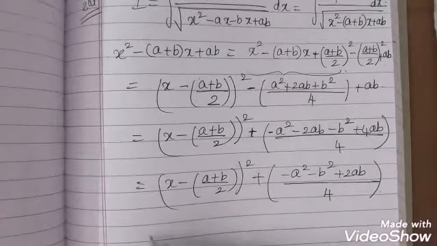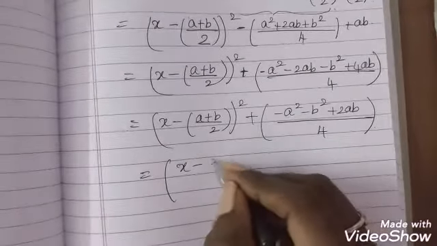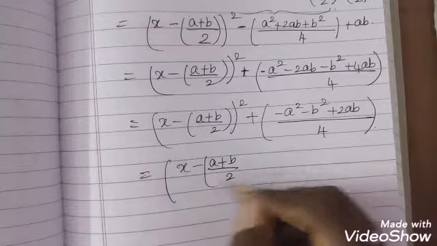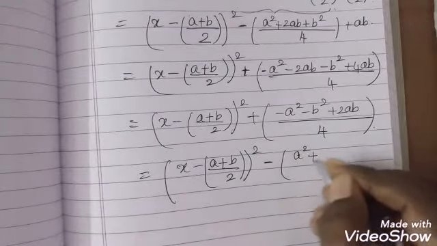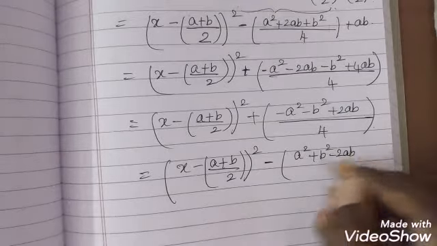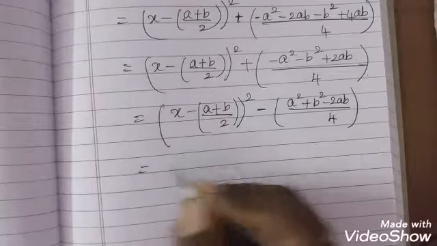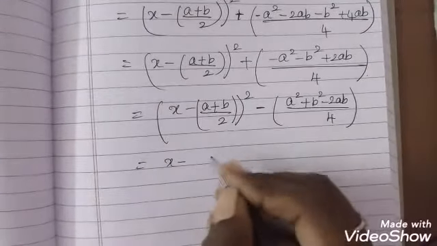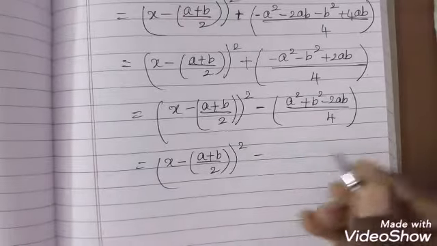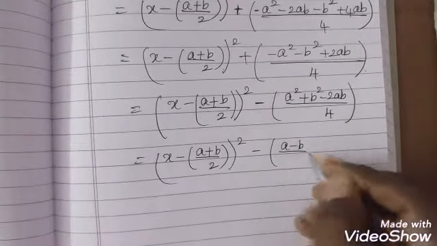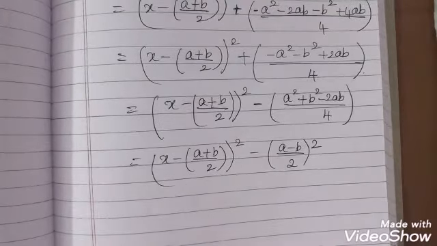Now when I take the minus sign, you are left with x minus (a plus b) by 2 the whole squared, minus (a squared plus b squared minus 2ab) divided by 4. So what is this formula? It's nothing but the (a minus b) the whole squared formula. So I can write it as x minus (a plus b) by 2 the whole squared, minus ((a minus b) by 2) the whole square.